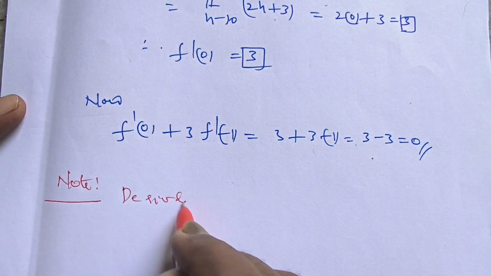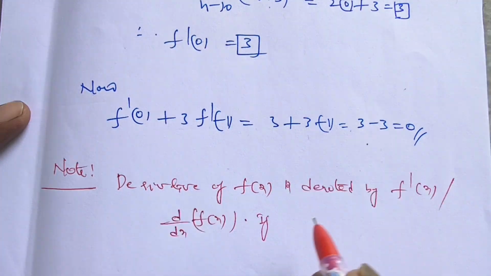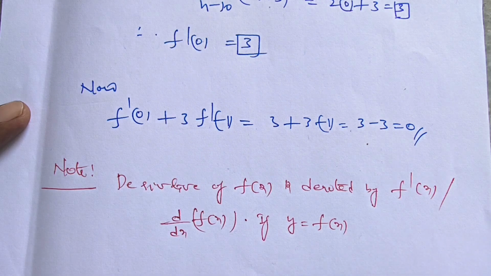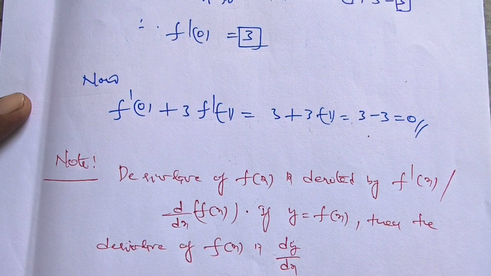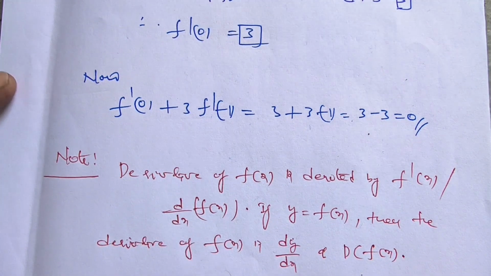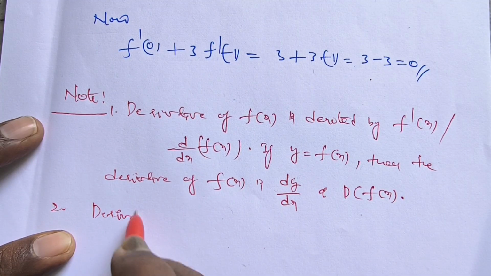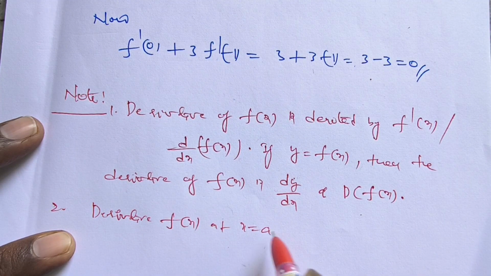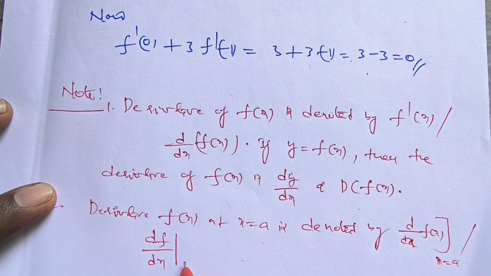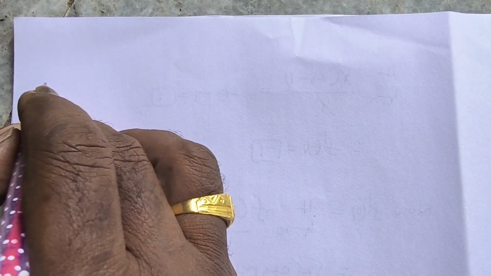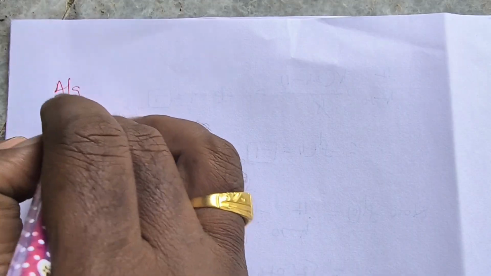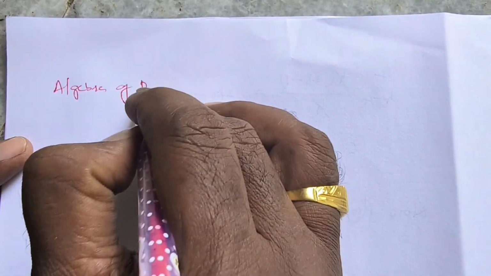Here is some important note: the notation, how we notate or denote the given function as a derivative. Here the derivative of f of x is denoted by f dash of x or d by dx of f of x. If y is equal to f of x is given, then the derivative of f of x is dy by dx. And the second note is the derivative of f of x at x is equal to a is also denoted by d by dx of f of x at x is equal to a, or df by dx at x is equal to a. These are the notations for denoting the derivative of the given function.